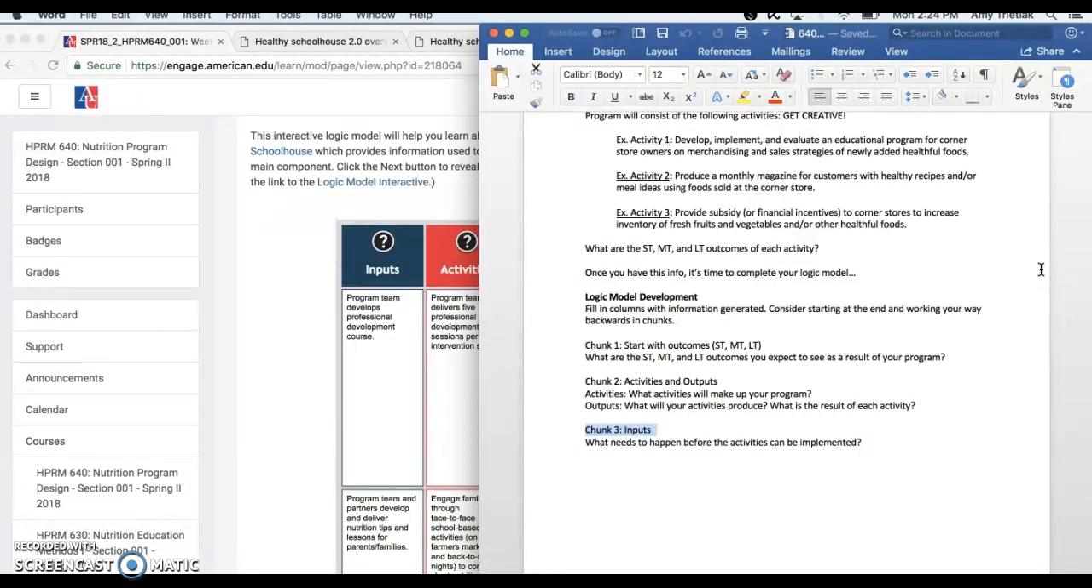And again, just gives you a little bit of insight into how my mind works and how I might go back and go through this process.